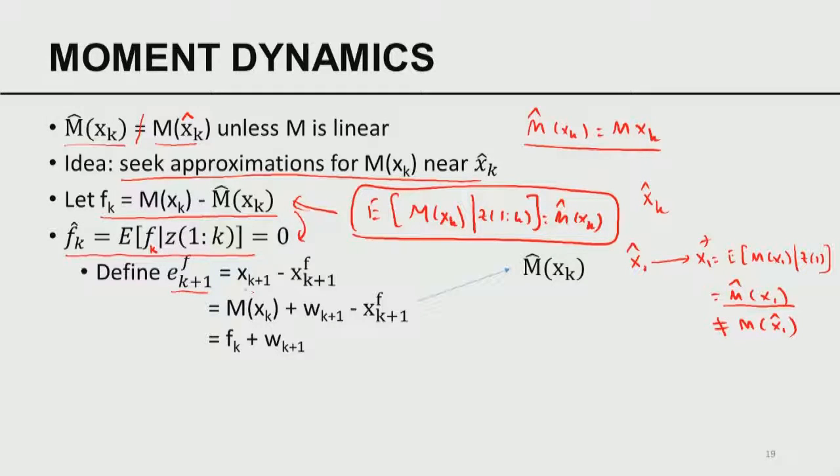I am now going to define the forecast error, which is given by this. The forecast error e k plus 1 is given by this. That is a forecast. From our definition of f of k, the first term, if you combine these two, is f of k. Therefore, using my definition of f of k, e k plus 1 f is equal to f of k plus w k plus 1. That's the forecast error. So you can readily see how the approximations start building up. The forecast error has two terms, one due to f of k, another due to w k plus 1. This is very similar to what we have in the linear case.